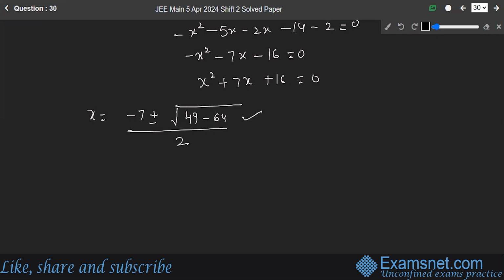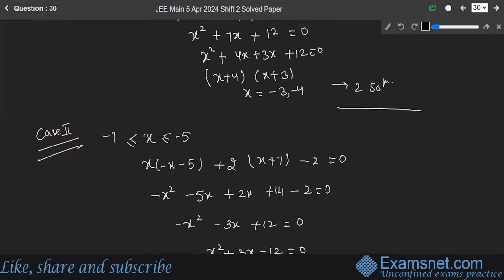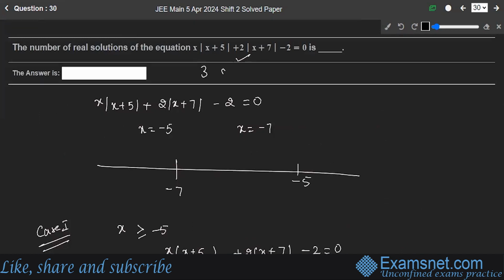See, discriminant is negative in this case. So that means the roots will be imaginary. So no solution over here. Imaginary roots. So this will have no solutions. How many total solutions are there? 2 from here and 1 from here. So there are a total of 3 solutions. Hope you got that.